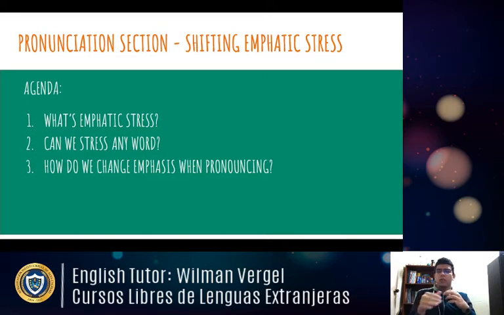For example, if you close your eyes right now and think about the word for, maybe the word for comes to your mind, but there is no picture, because that's not a content word, it's a function word. But when we talk about emphatic stress, we can stress any word. It doesn't matter if it is a content word or a function word, because sometimes we need to emphasize function words, in the case of object pronouns, for example. So how do we change emphasis when pronouncing? That's what we're going to see right now.